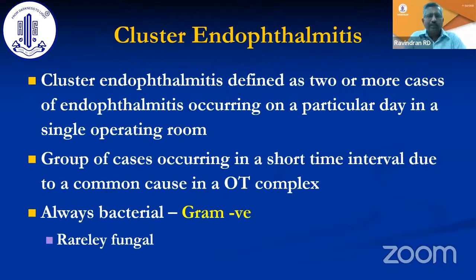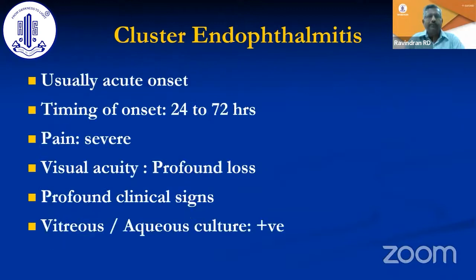When you have a cluster, it is usually bacterial, and very often gram-negative, rarely fungal. Fungal endophthalmitis occurs when the cases are separated by a time period, over a period of time, not on the same day. When it occurs on the same day, it is usually bacterial and gram-negative. Cluster endophthalmitis is usually very acute, and it occurs between 24 to 72 hours in most cases.